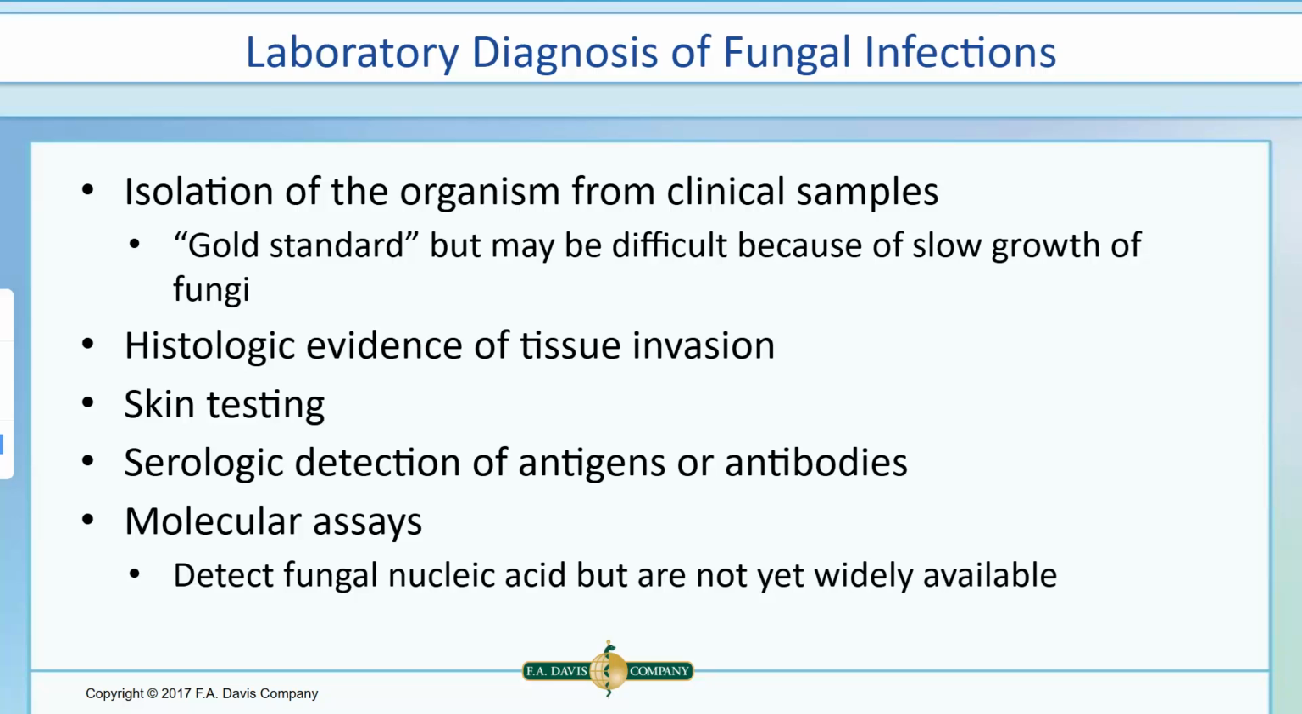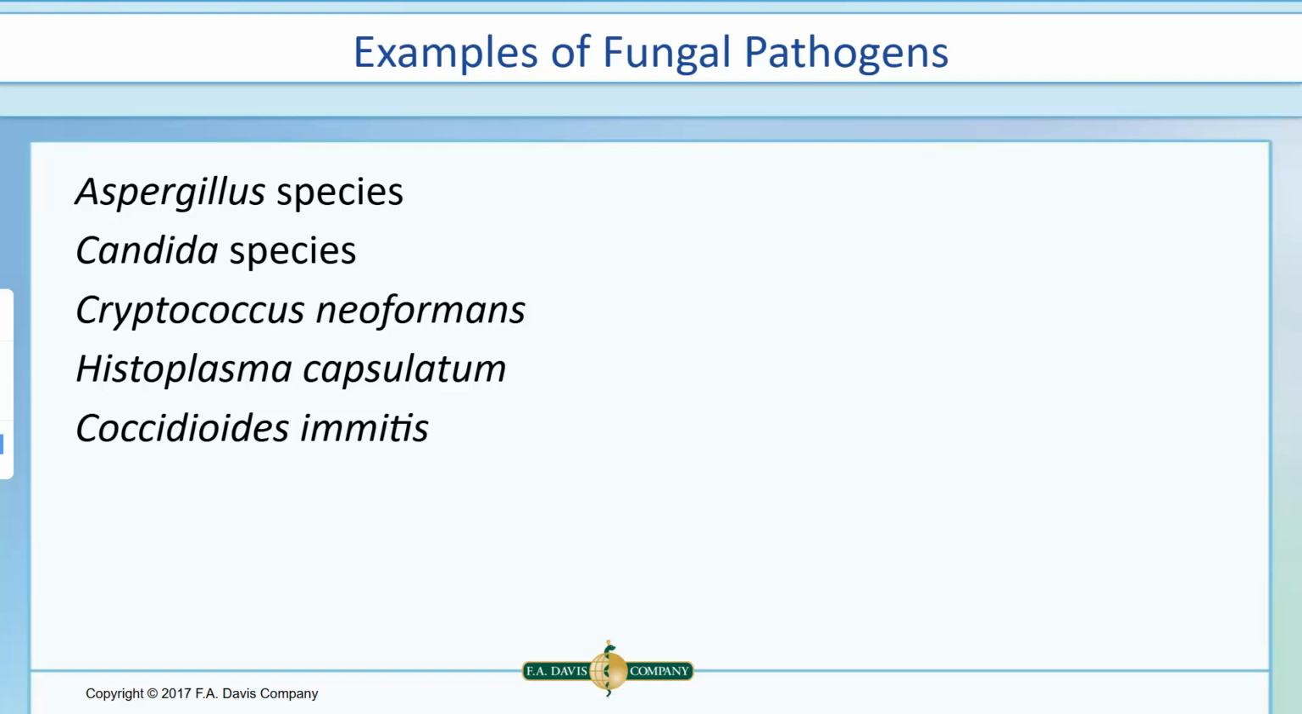microscope. When we do that, we can dissolve away human tissue using potassium hydroxide solution, and what's left would be the fungal elements. Then we can look at those fungal elements and ask, does it look like hyphae? Is the hyphae septate, aseptate? And we can try to go from there. Serological detection of antigens or antibodies, and molecular assays. Molecular assays detect fungal nucleic acid, but they're not yet widely available.